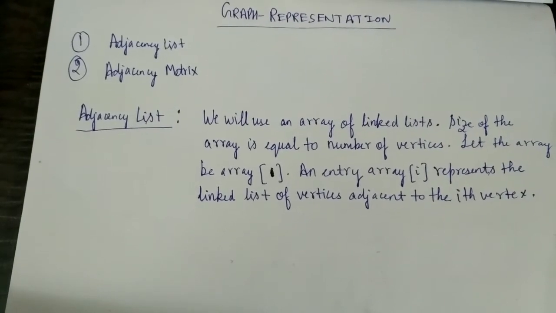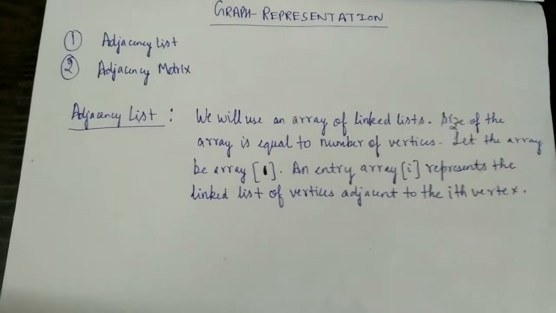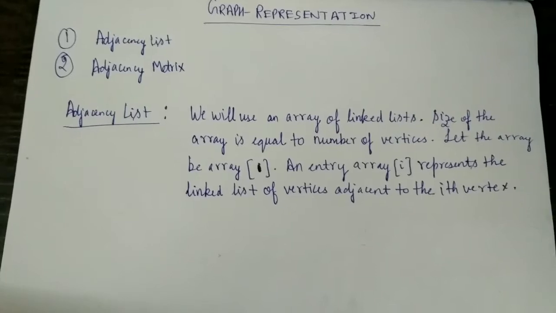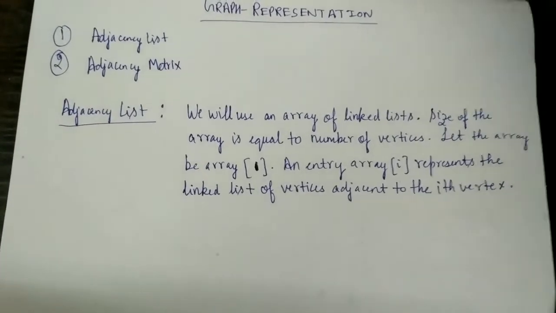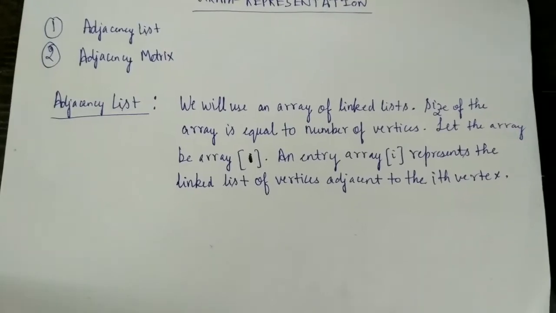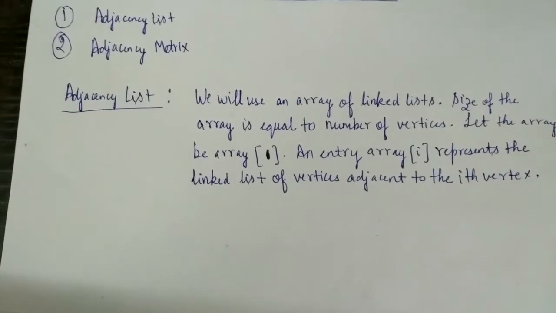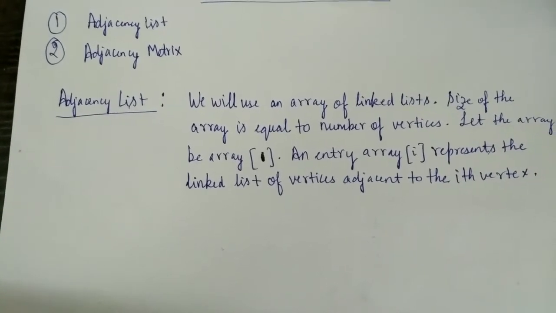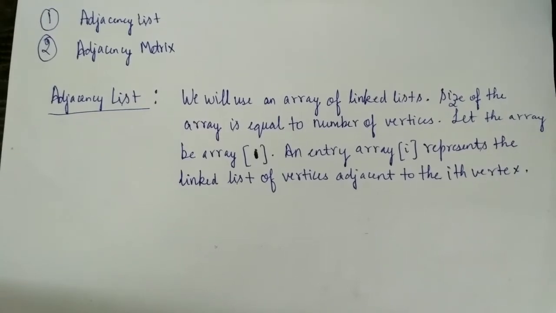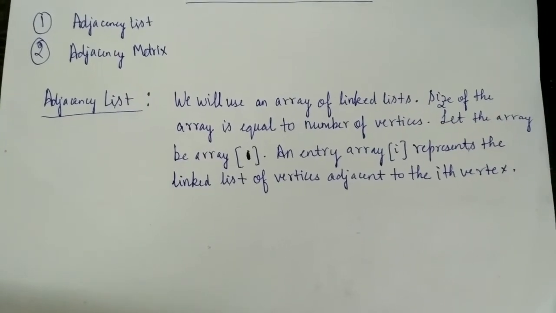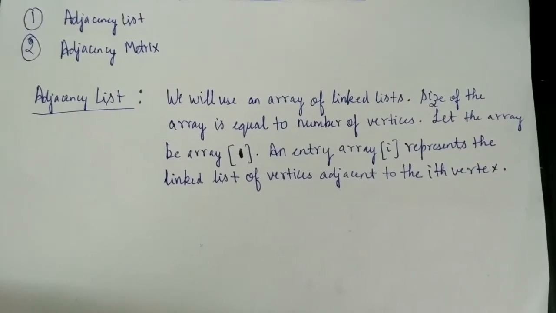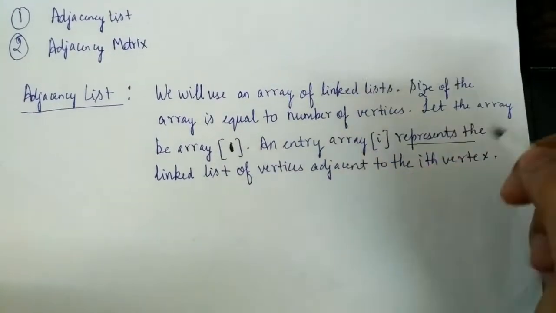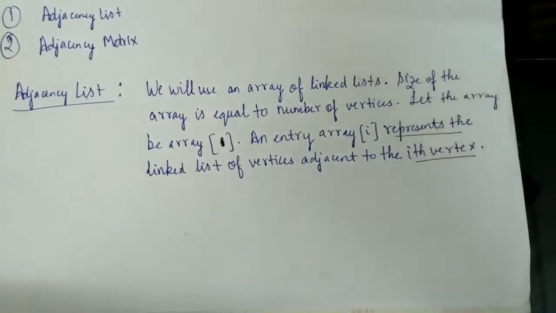So in the previous video we got to know how we can represent a graph. We learned that we can represent a graph in two ways, with the help of adjacency lists and adjacency matrices. So we will be implementing the adjacency list representation. In adjacency list representation, we will use an array of linked lists, and the size of the array would be equal to the number of vertices, and each entry in array i represents the linked list of vertices adjacent to the ith vertex. This we know from the previous video.